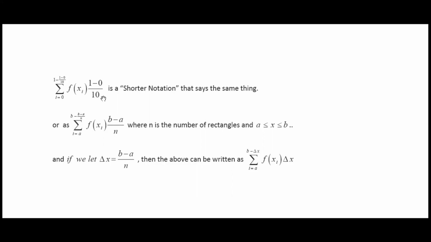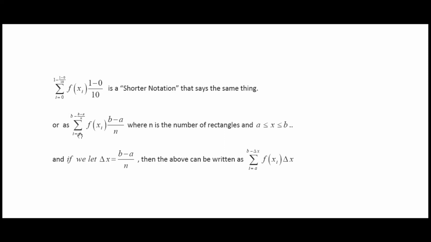But suppose it didn't go from 0 to 1. Suppose it went from 5 to 9 or whatever. So this only works for 0 to 1. Okay. So what if it's something else? Well, what we're going to do here, if it goes from 5 to 9, the first number is a. That's what's important.